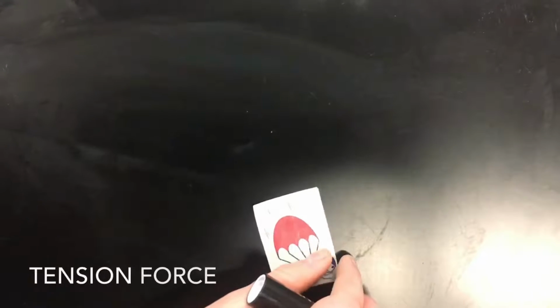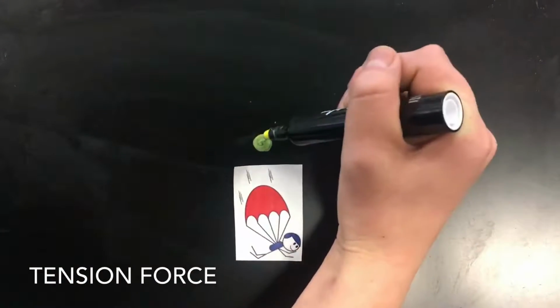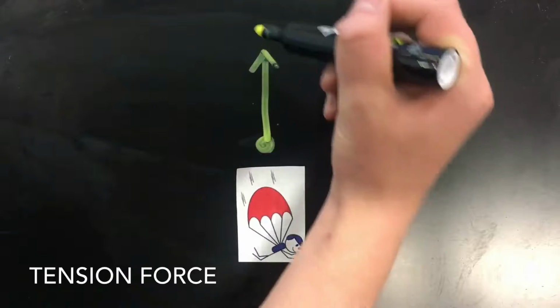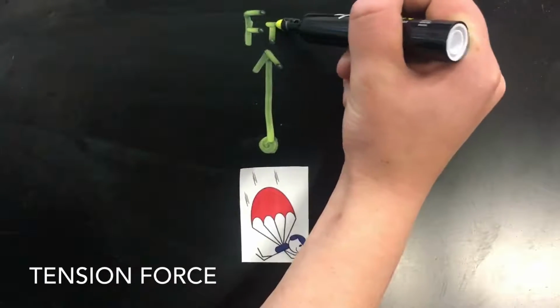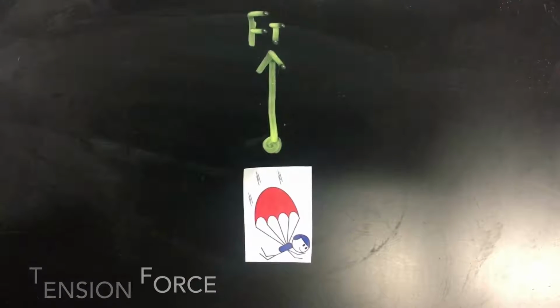Tension is the force that is transmitted through, for example, a string, when it is pulled tight by forces acting at each end. The tensional force is directed along the string and pulls equally on the parachute and the man falling on either end of the string.